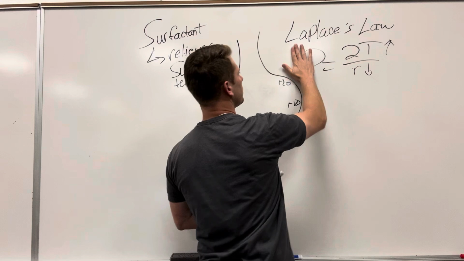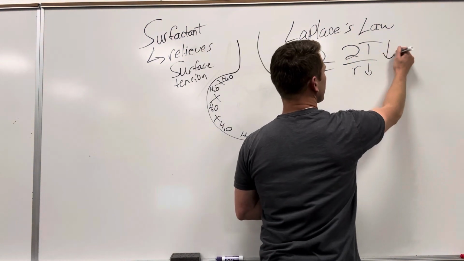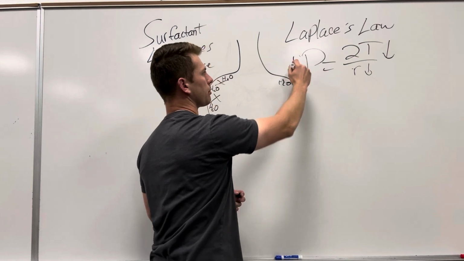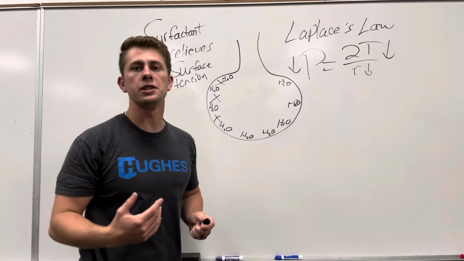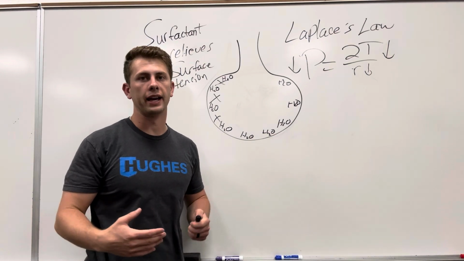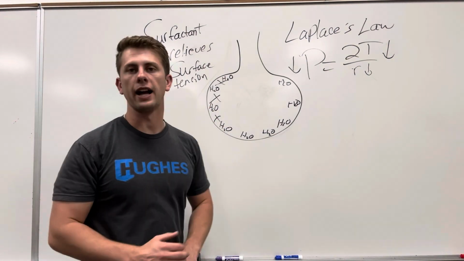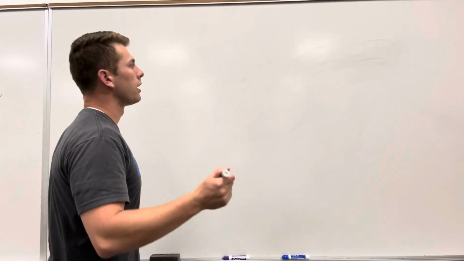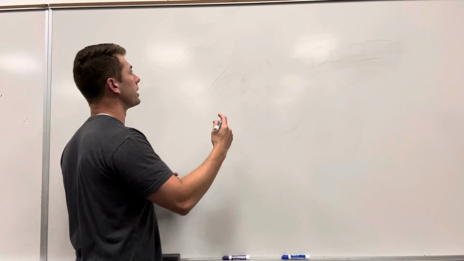So, coming back to our Laplace's law, if we decrease our surface tension, then we decrease the pressure that's pushing in on the alveolus, making it easier to breathe, or more compliant and less elastic. So that's surfactant. Okay, now we're going to talk about the alveolar gas equation.